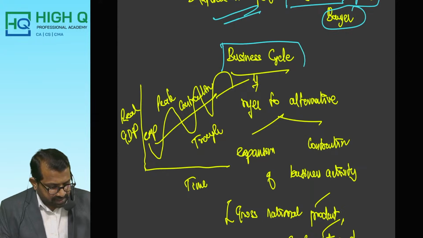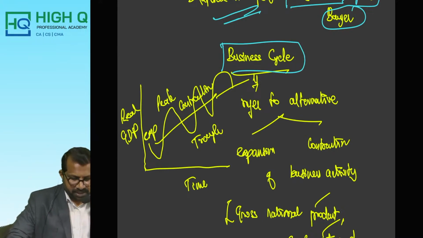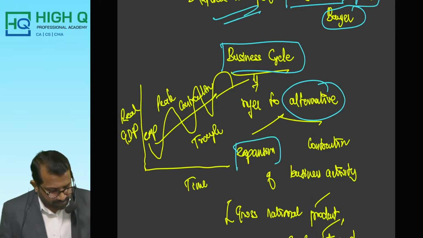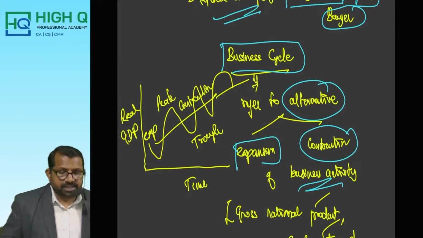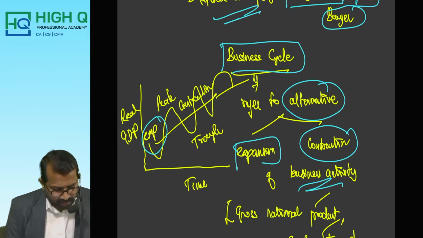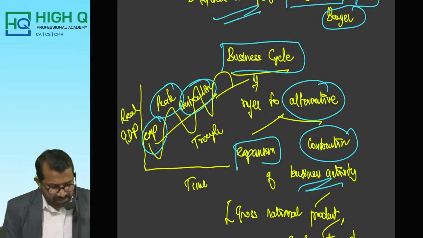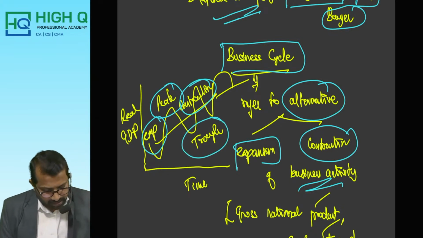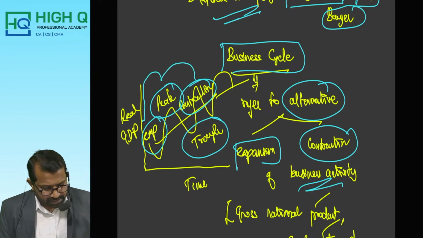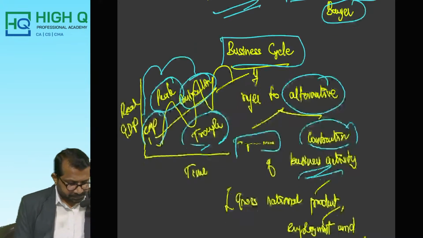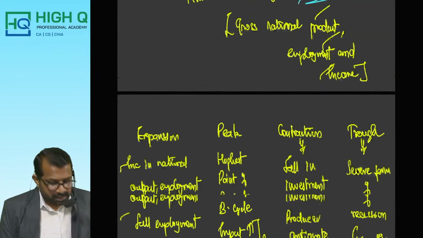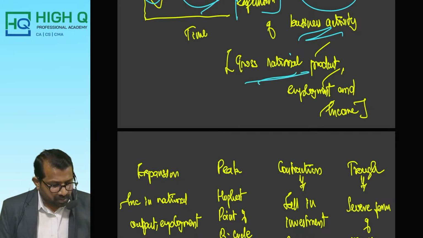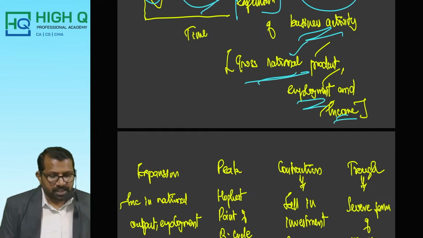Now the meaning of business cycle. Next one, the most important chapter, business cycle. This refers to alternation, which means one is expansion, another is contraction of business activity. Here expansion, here contraction, then peak stage, then trough or depression stage. So there are 4 stages: expansion stage, peak stage, contraction stage and depression stage. What are the examples for the business cycle? It is used to find out national product, employment and income.